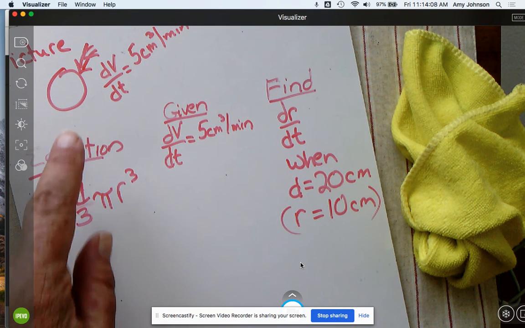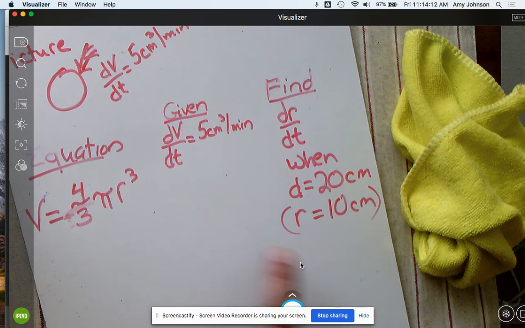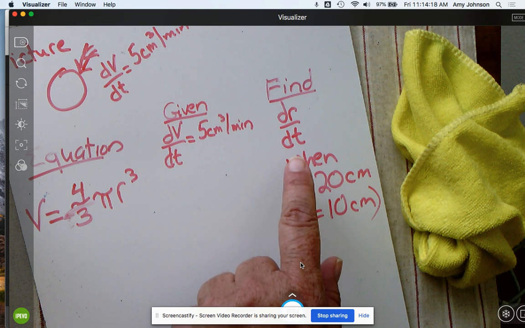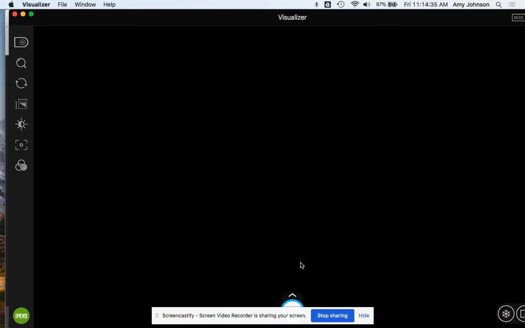This radius is always going to be getting bigger and bigger. So you can't plug in this 10 yet. We're not going to plug in the 10 until we're ready to solve for dr/dt, and we don't have a dr/dt yet. And then you might say, shouldn't I put in the 5 centimeters for dV/dt? No, because this is V that we're looking at now, and you want dV/dt.